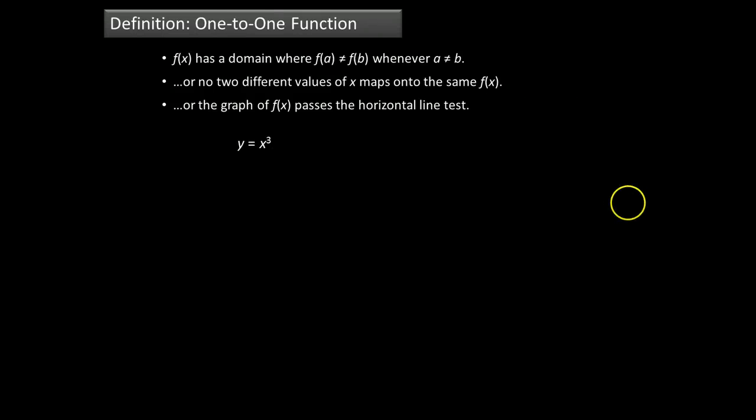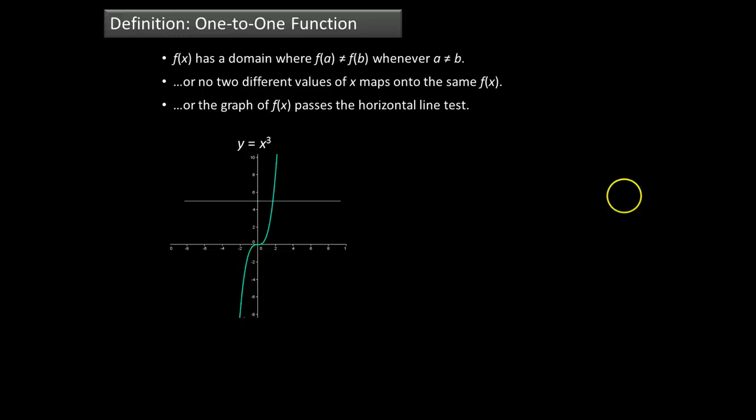So let's take a look graphically. First we have our cubic function, y is equal to x cubed. Let's do the horizontal line test. Anywhere we were to put a horizontal line, you can see I have it going right through here, but any place I might move this up or down, that horizontal line is still only going to pass through the graph of the function at one place for any given horizontal line. That means this is a one-to-one function.